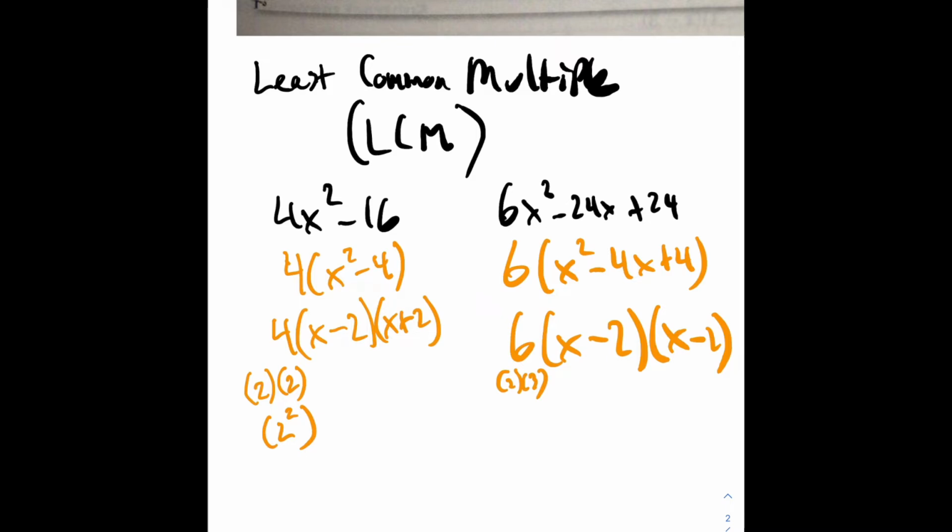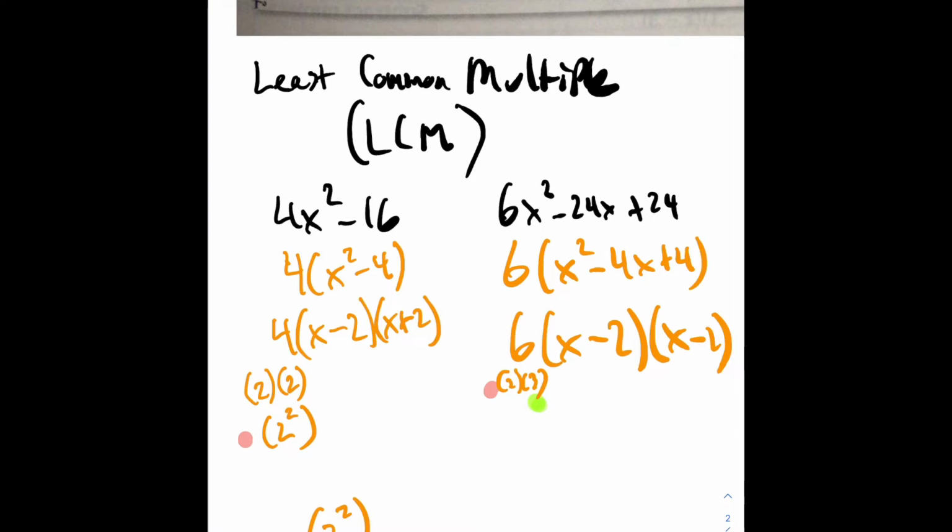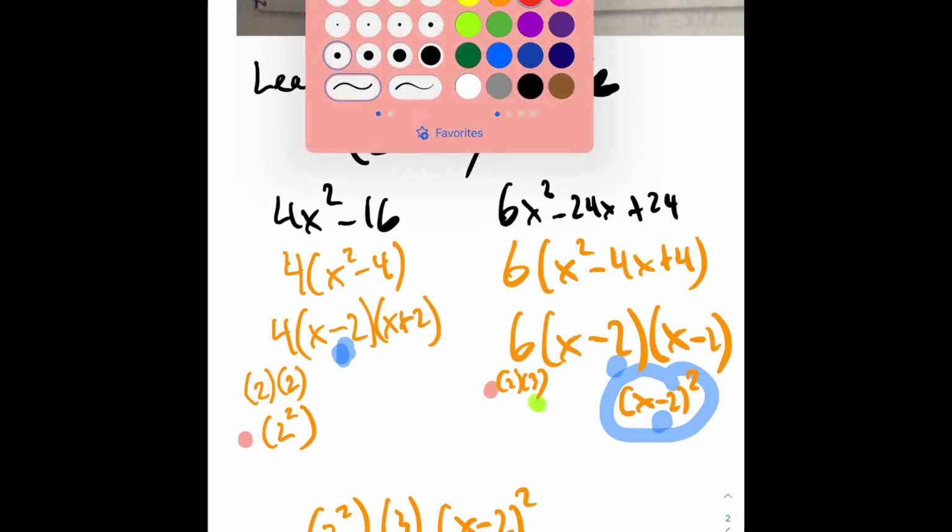And so what you want to do is pick the highest power of whatever you have. I have multiple 2's. I have 2 squared here and I have a 2 here, but 2 squared is higher. So in my answer, I'm going to use 2 squared. Now I only have one single 3, so 3 has to be in my answer. I have x minus 2, but x minus 2 happens twice. This is x minus 2 times x minus 2, so we could write this as x minus 2 squared. If I have to pick the highest one, I'm picking the squared one. So x minus 2 squared.